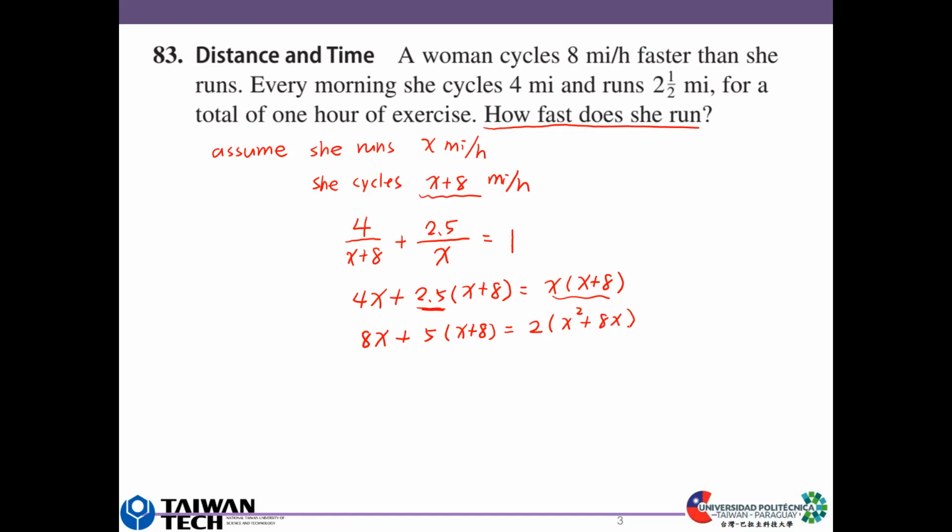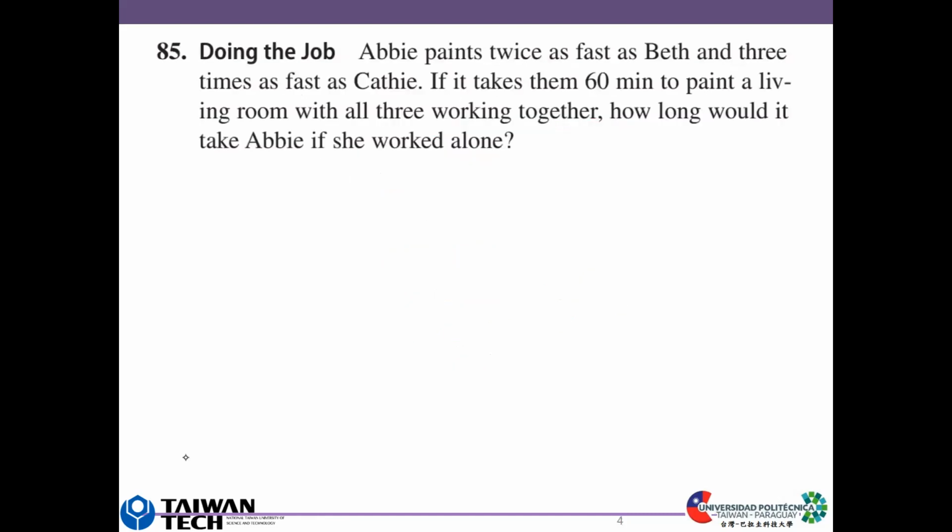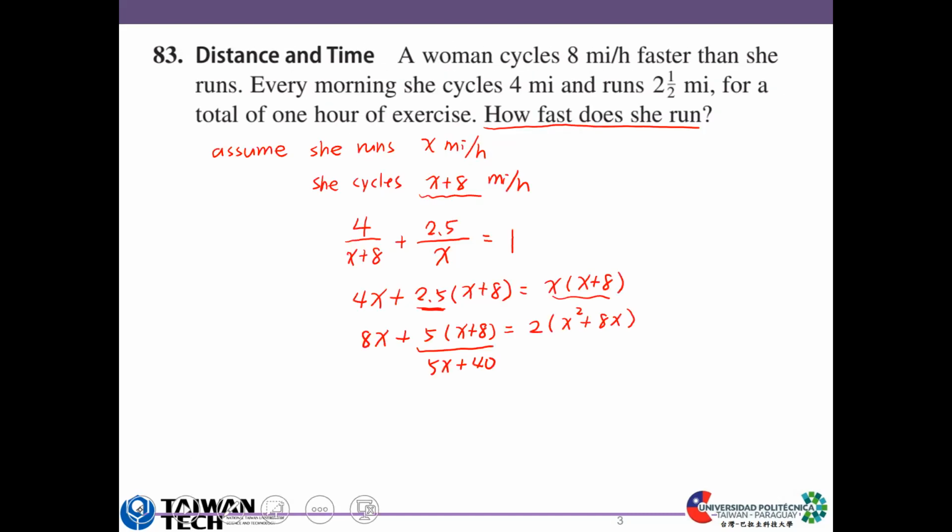So I make some rearrangement. So this is what? This is 5x plus 40. And then this is 5x plus 40. This is 2x squared plus 16x.